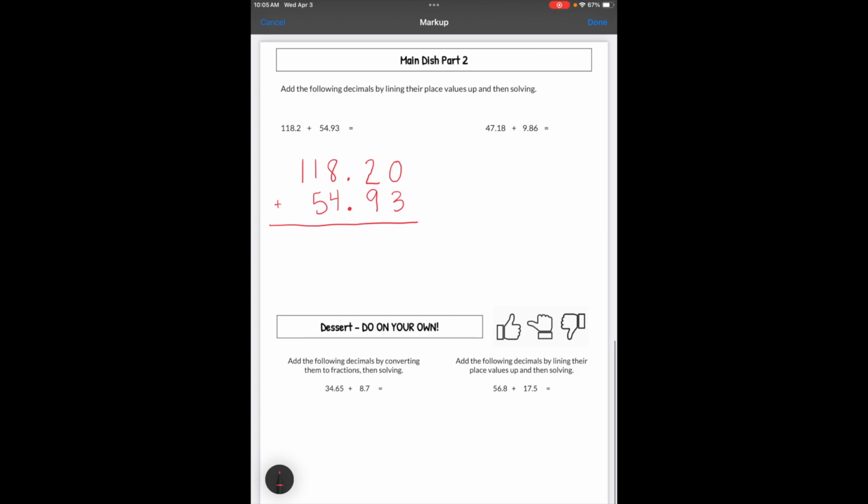so now we have numbers to add up together. And now I can quickly just go through. 0 plus 3 is 3, 2 plus 9 is 11, 1 plus 8 plus 4 is 13, 1 plus 1 plus 5 is 7, 1 plus nothing is 1. I need to drop my decimal straight down. And my final answer is 173 and 13 hundredths. Go ahead and do this next one on your own.